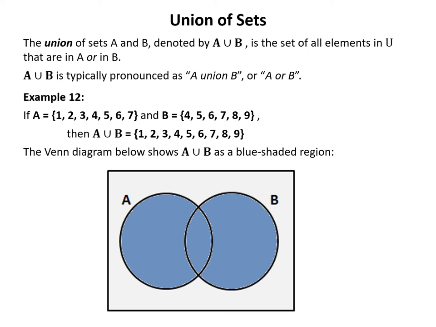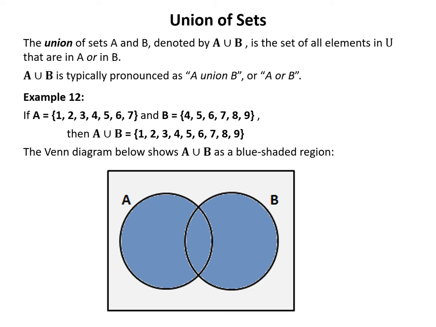Example 12 has two sets here. Set A are the whole numbers or integers from 1 through 7, and B is the set of integers from 4 through 9. So with these two sets, A union B would be all the elements that are in either A or B. And that ends up being all the numbers from 1 through 9. So that includes some numbers that are just in A and some numbers that are just in B, and also includes the numbers that are in both A and B.